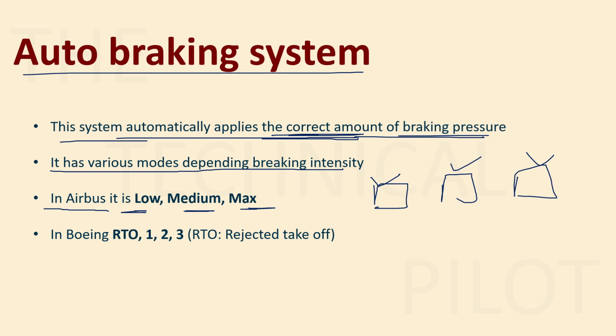And then in Boeing, you have the rejected takeoff RTO button, one, two, and three, right? So in Airbus, you have low, medium, and high. Just like that, in Boeing you have RTO 1, 2, and 3. RTO here is nothing but a rejected takeoff.